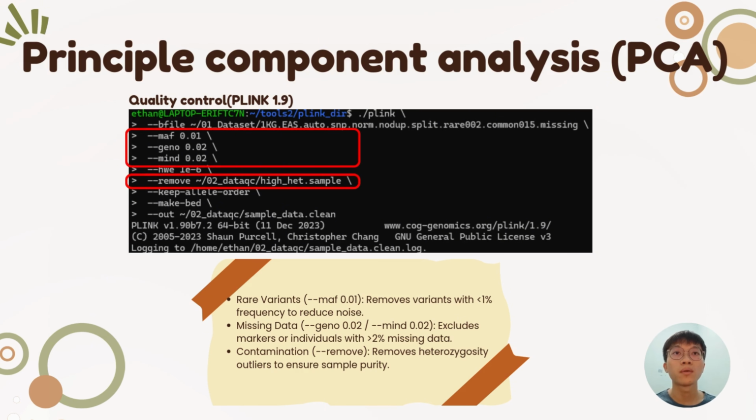The first step is quality control, which you can see in the first block of the code. I applied split filters to clean the raw dataset. Then, I used the MAF 0.01 to remove the rare variants that appear in less than 1% of the population. And I used the geno 0.02 and mind 0.02 to exclude any markers or individuals that were missing more than 2% of their data. And most importantly, I used the command remove to filter out samples that had abnormal heterozygosity, which usually indicates contamination. This ensures our data is high quality before we start.